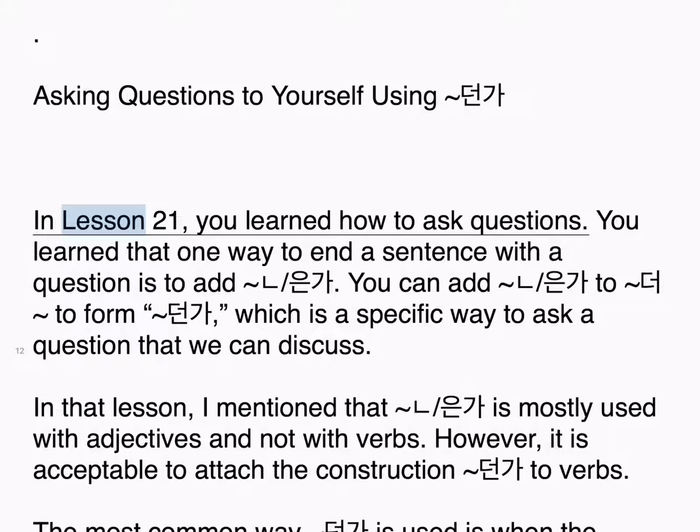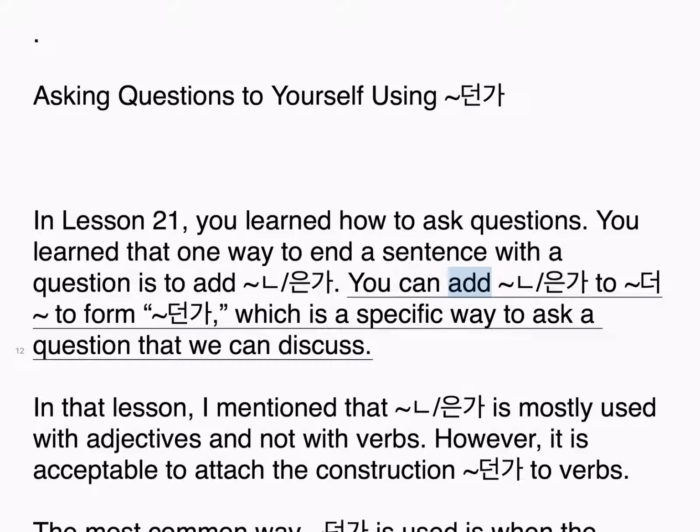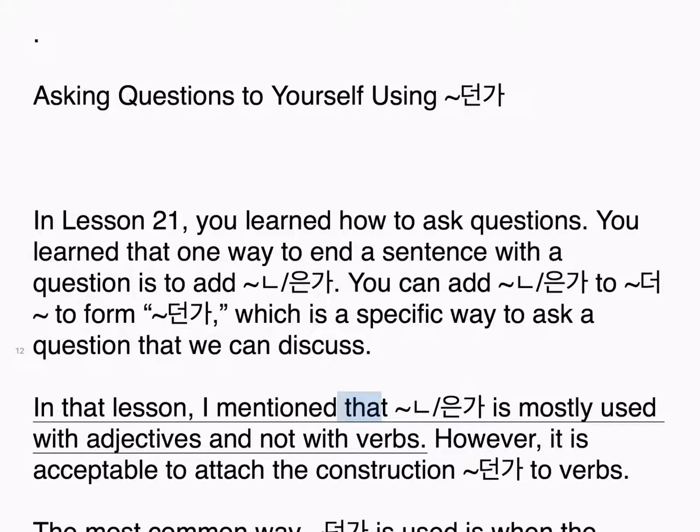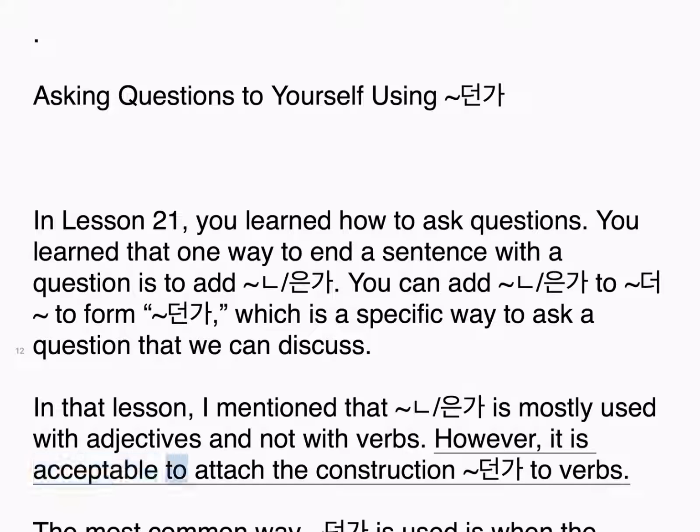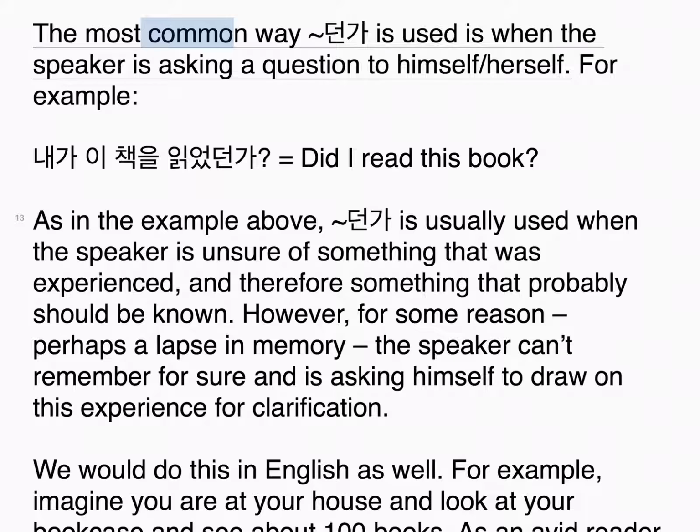In lesson 21, you learned how to ask questions. You learned that one way to end a sentence with a question is to add 는가. You can add 는가 to 더 to form 던가, which is a specific way to ask a question that we can discuss. In that lesson, I mentioned that 는가 is mostly used with adjectives and not with verbs. However, it is acceptable to attach the construction 던가 to verbs.